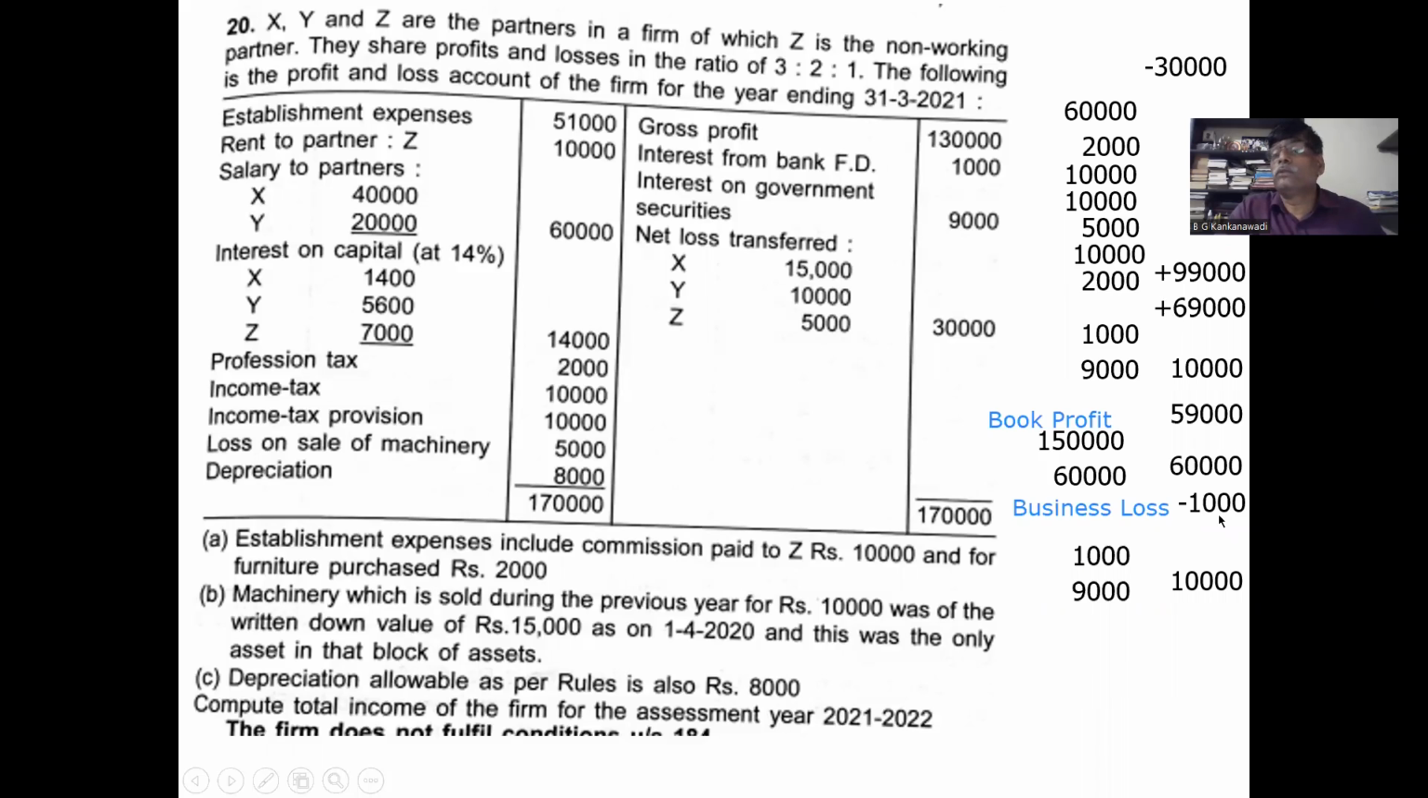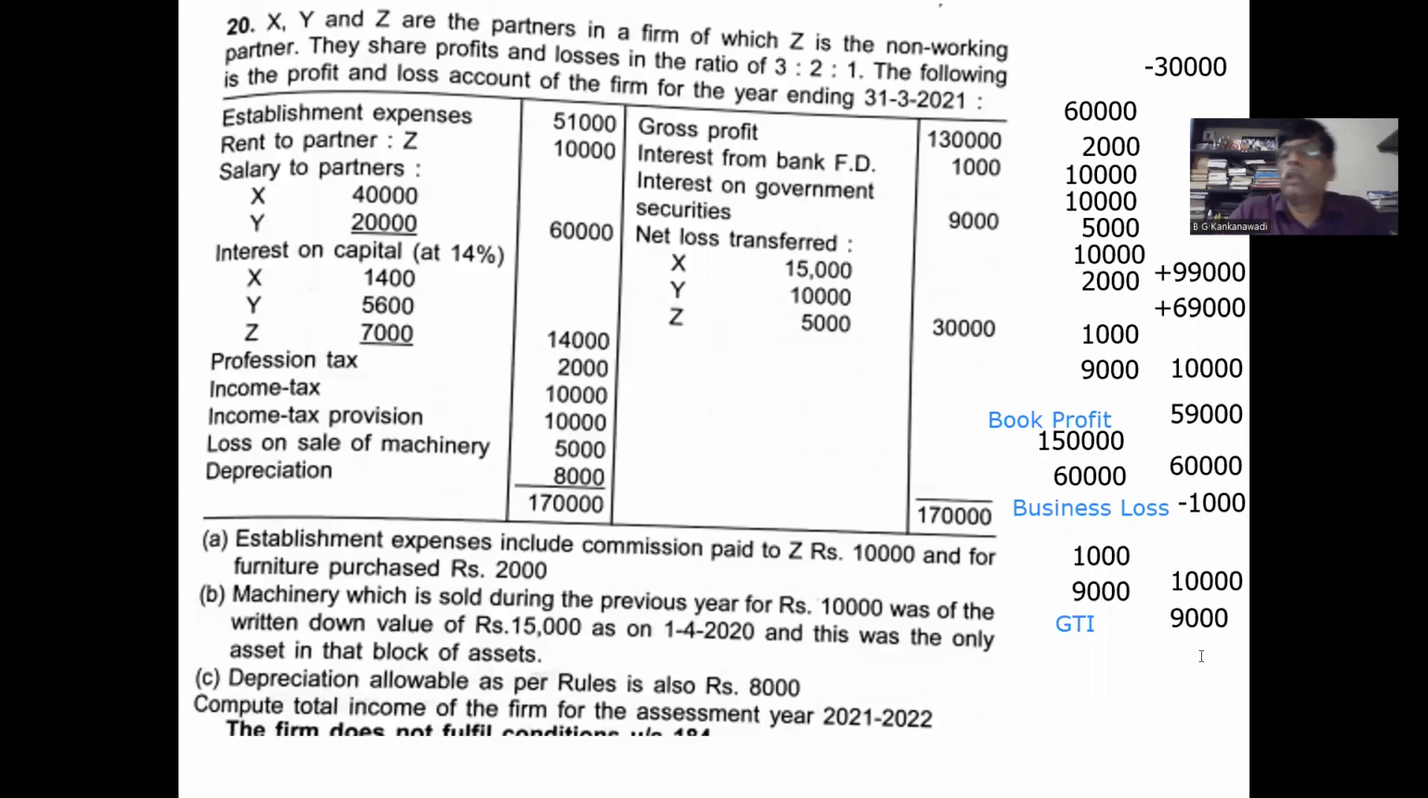The business loss is 1,000. According to section 71, you set off the business loss against the other source income of 10,000. Then your ultimate income is 9,000. GTI is 9,000. This is the gross total income.